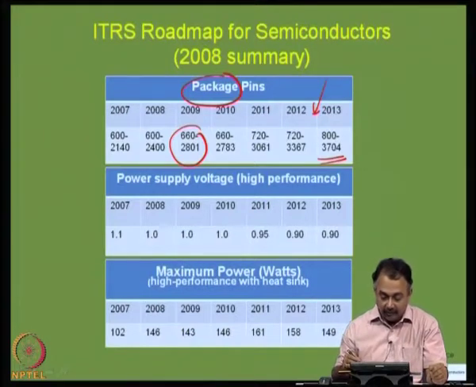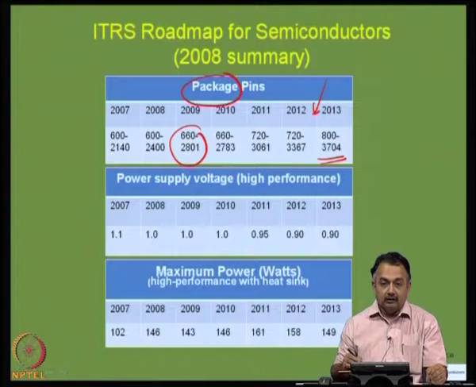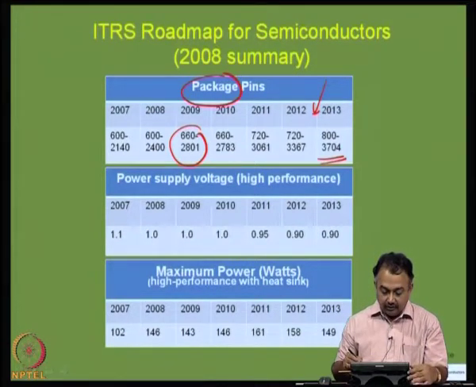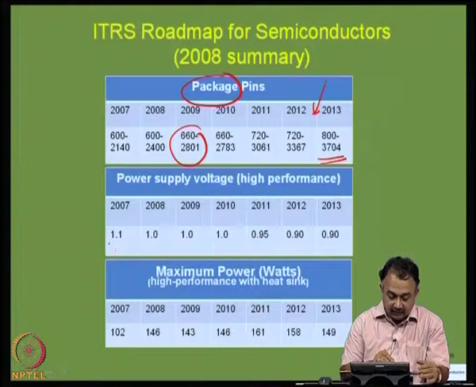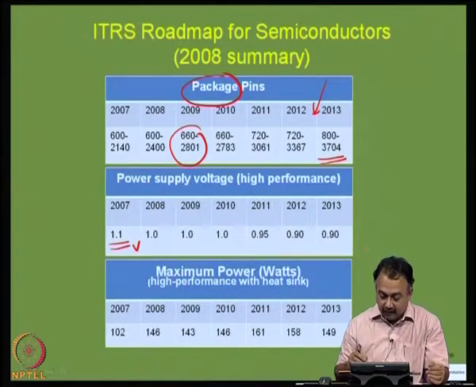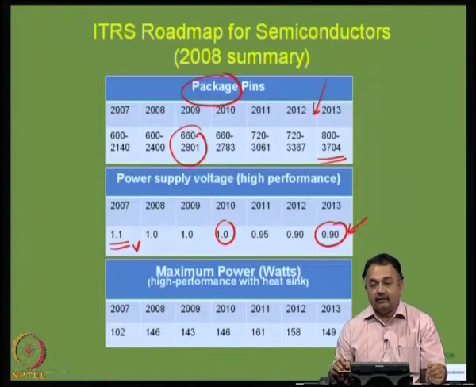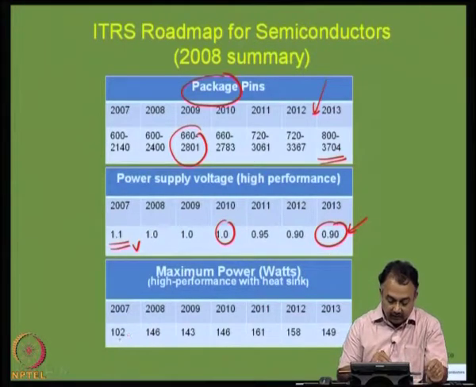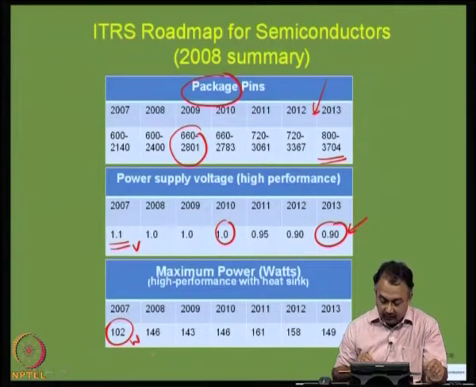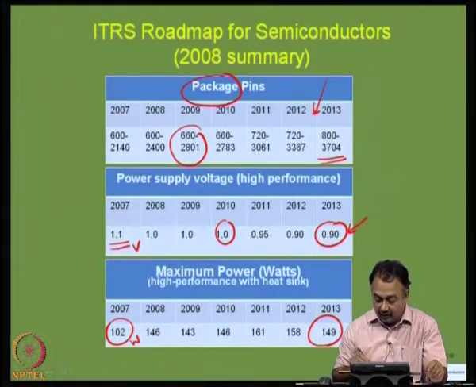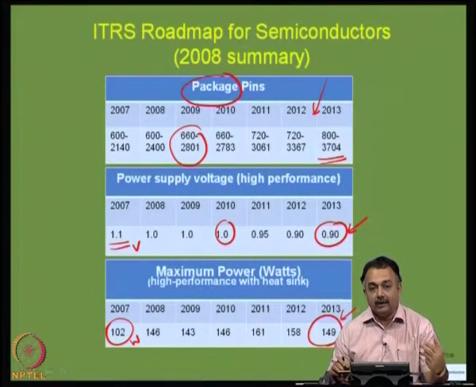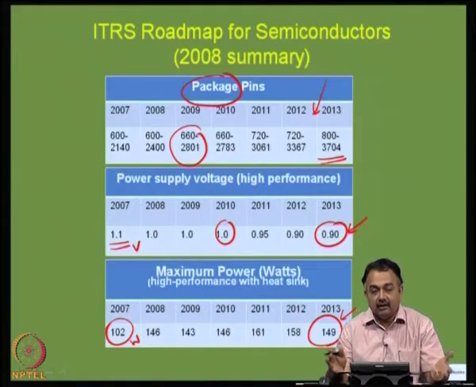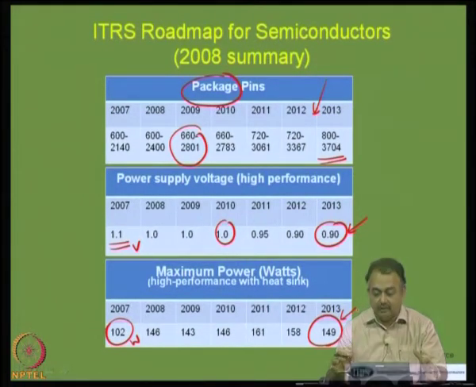Power supply voltage for high performance products, obviously the high performance system, the power supply voltage should be as less as possible, and you can see from 1.1 volts in 2007, we are now looking at 1 volt and 0.9 volts. Okay. So, energy efficient systems. Maximum power dissipated from the device 2007 for high performance systems, it is 102 watts. Today, we should be able to look at how to tackle heat at around 150 watts and remove it as quickly as possible from the device to the ambient environment, so that your device is not damaged.